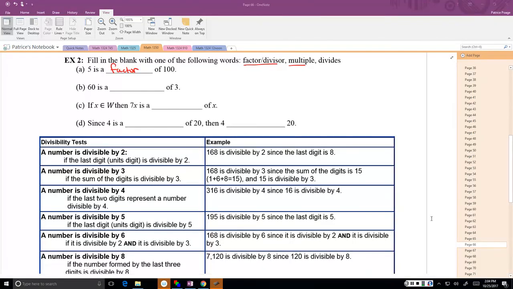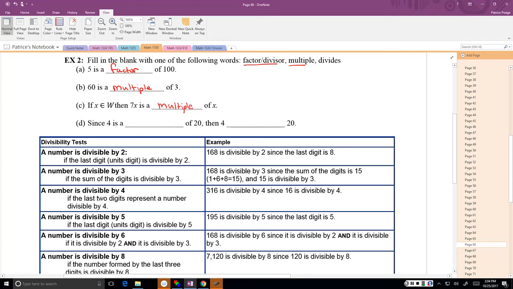Okay, 60 is a blank of 3. Hannah, 60 is a what of 3? Awesome. And multiple just means you can multiply something to 3 that'll give you 60. 3 times 20. If x is an element of the whole numbers, then 7x is a blank of x. What is it? 7 times x, 7 multiplied to x.